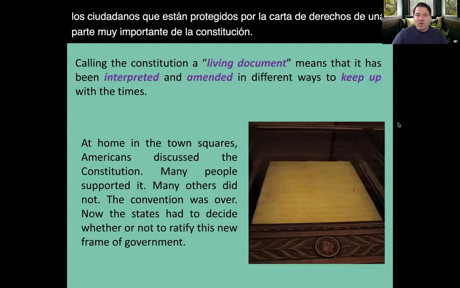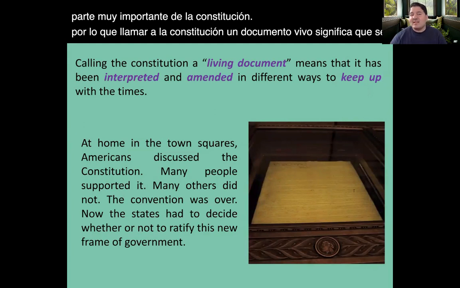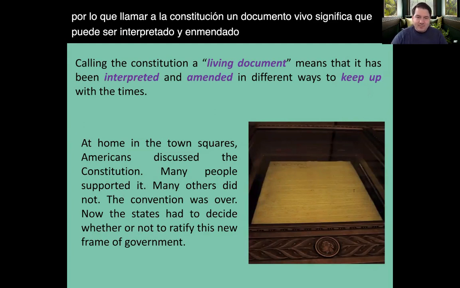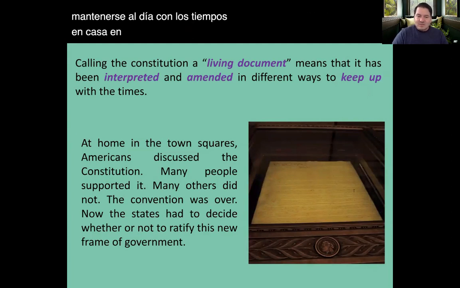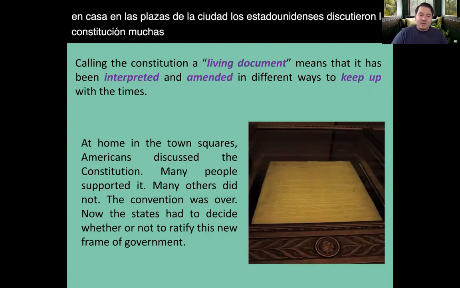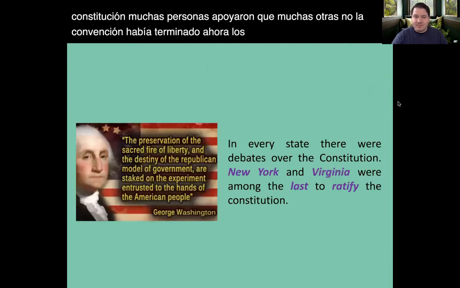So, calling the Constitution a living document means that it can be interpreted and amended in different ways to keep up with the times. At home, in the town squares, Americans discussed the Constitution. Many people supported it. Many others did not. The convention was over. Now the states had to decide whether or not to ratify this new Constitution.